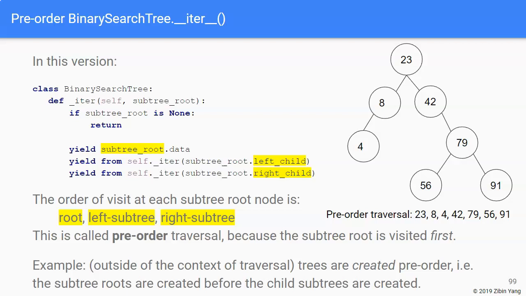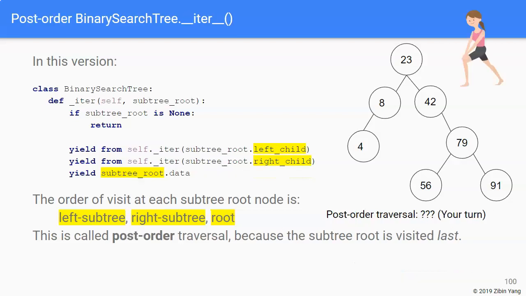Now that we've talked about in-order and pre-order, you would expect that we would talk about post-order next, and that's exactly what we're going to do. As you probably also expect, to achieve post-order traversal, we just move the line that yields the subtree root's data after the two lines that yield the data from both child subtrees. And now I'm going to ask you to pause the video again and try to work out the order of the numbers visited post-order. Okay, so hopefully you had a chance to try it.